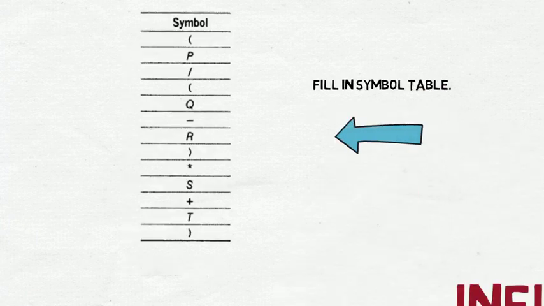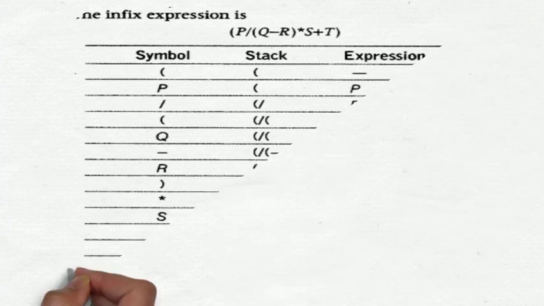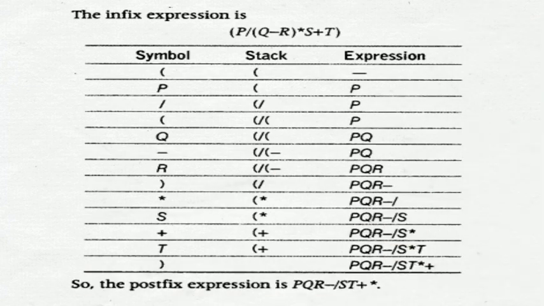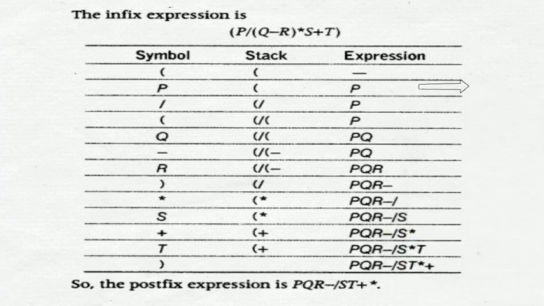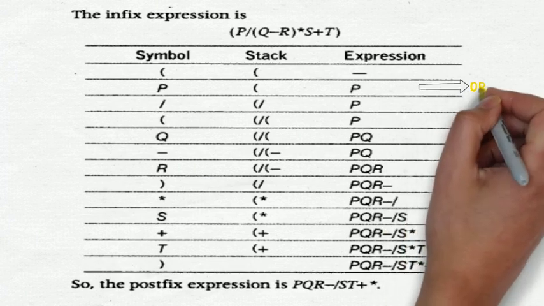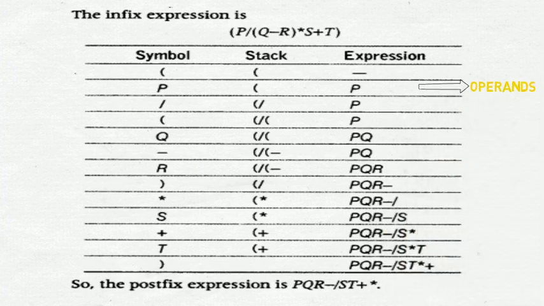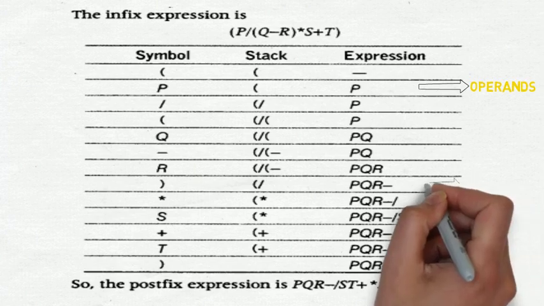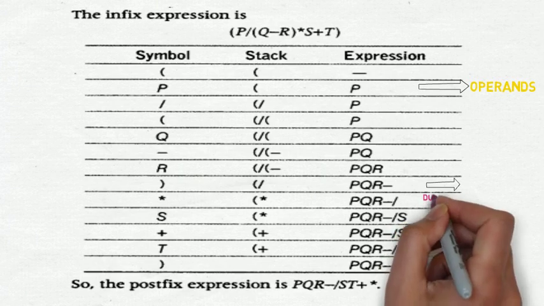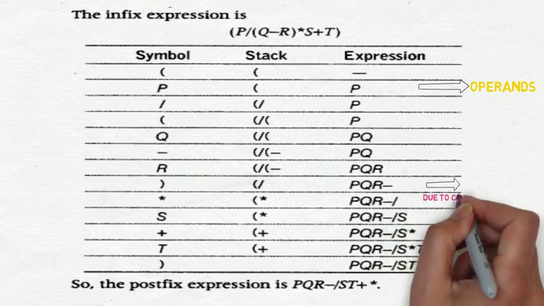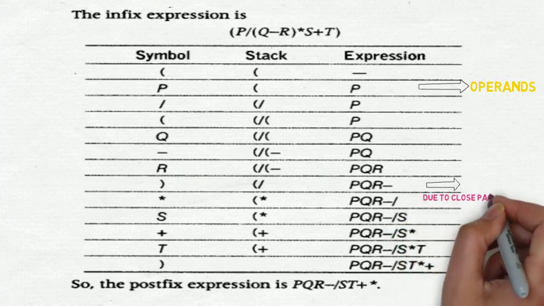In this, if the symbol is an operand, then it will go into the expression column. If it is an operator, then it is pushed into the stack. If a closing parenthesis occurs, then all the operators inside it will be popped out.